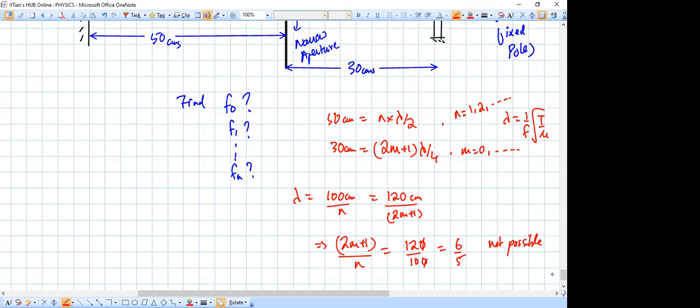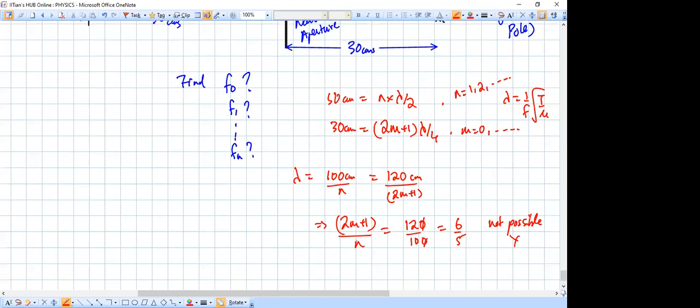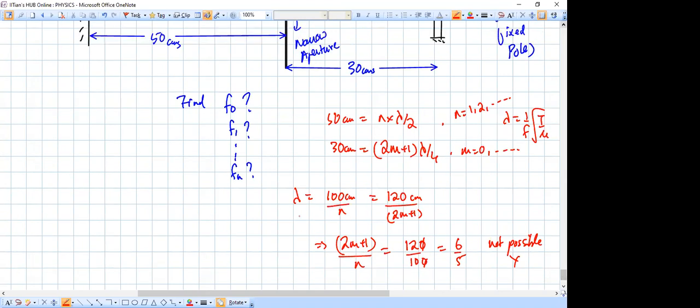Okay, because you cannot have the ratio of an even number and any number to an odd number and any number in general as 6 by 5. So this case here is not possible. Okay, I'll show you another case where this is possible. So this particular case is showing that it's not possible.